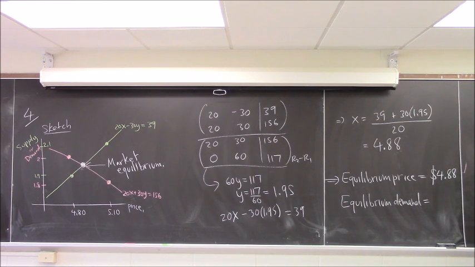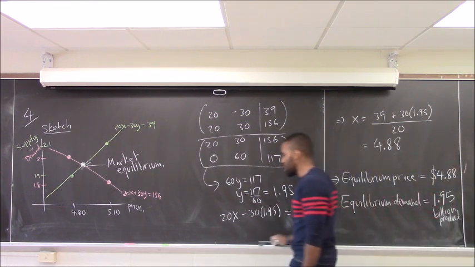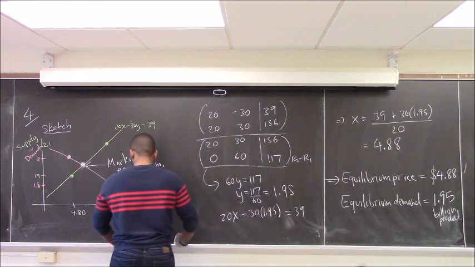And at that price, consumers will demand 1.95 billion products. The supplier can reasonably assume that all of that production will be sold. People will buy it at that price.